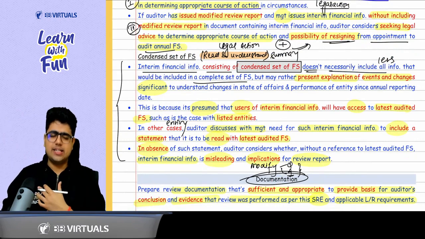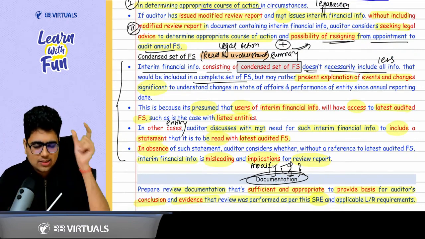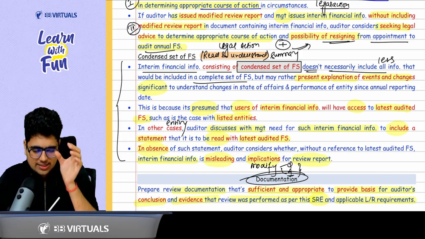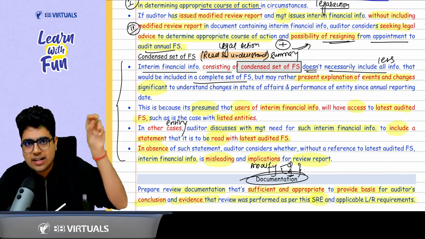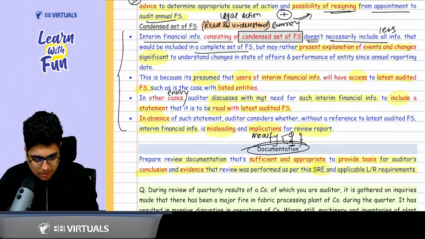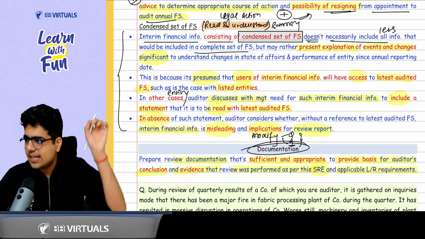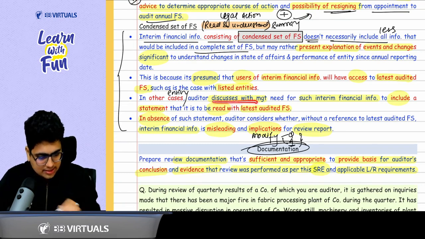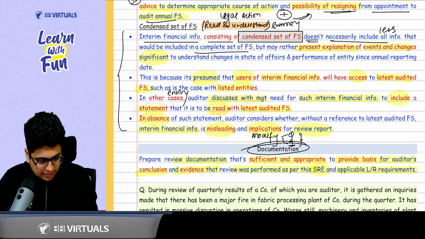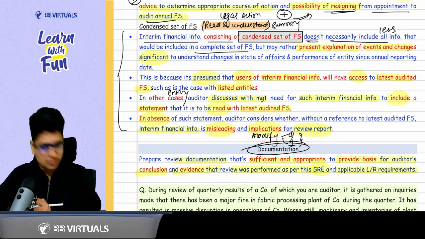Then we discussed about condensed set of financial statement. In case of listed entities, it is assumed that the condensed set of financial statements are accompanied by the full financial statements, meaning the full financial statements are available to the users. But what about other entities? Is the latest financial statement available? The answer is no. Then you need to discuss with the management that the interim financial statement should include a statement that read these interim financial statement with the latest audited financial statement. If this statement is not included, it will be considered to be misleading and then modify your review report.